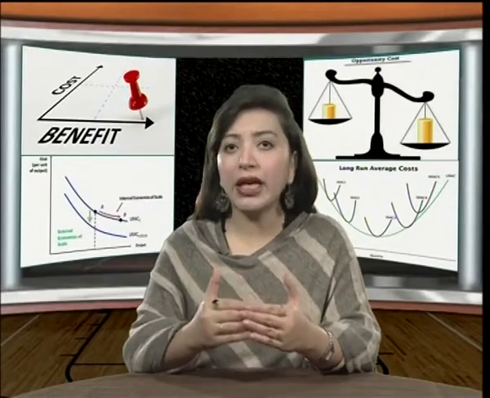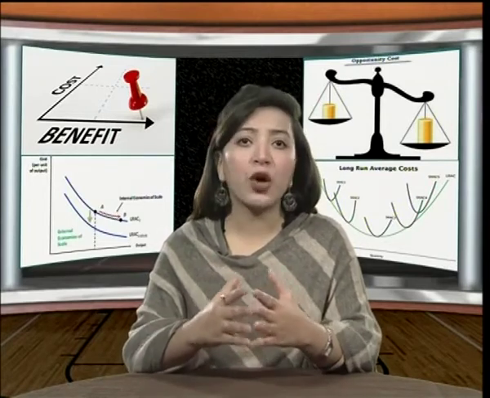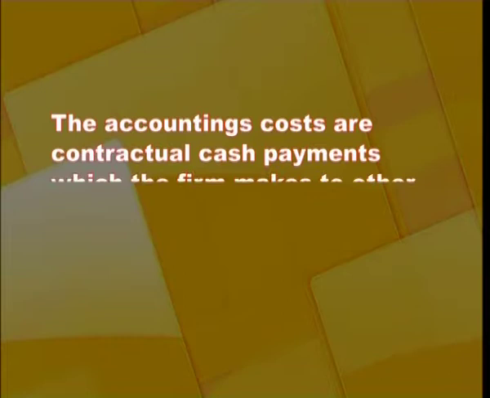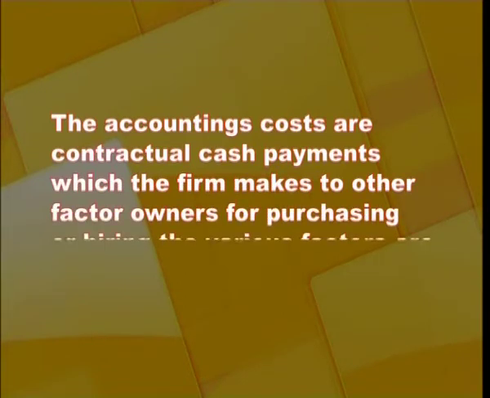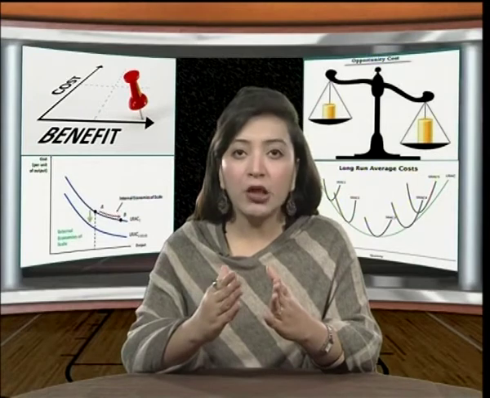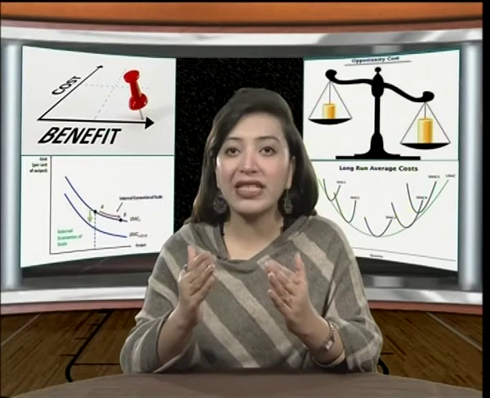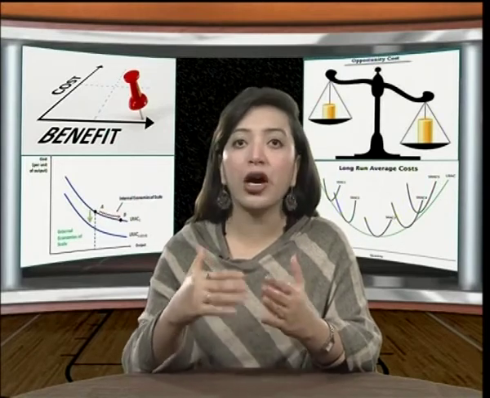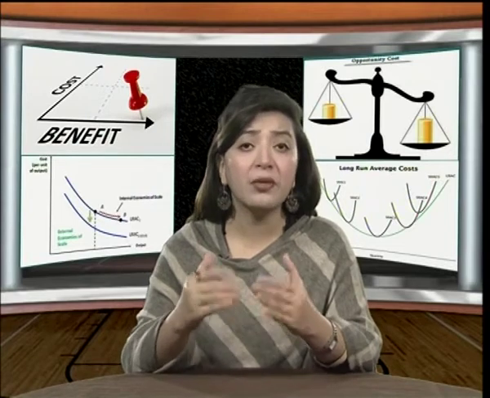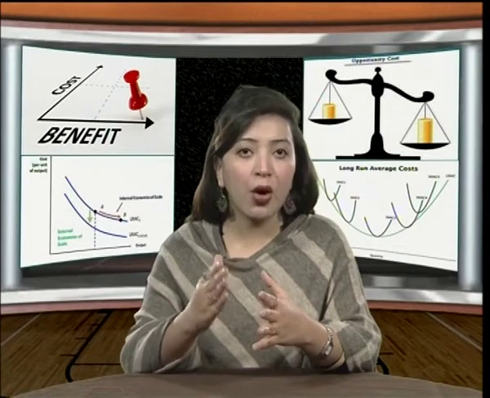An accountant will take into account only the payments and charges made by the entrepreneur to the suppliers of different productive factors. The accounting costs are contractual cash payments which the firm makes to other factor owners for purchasing or hiring the various factors, also known as explicit cost. The normal return on money capital invested by the entrepreneur, and the wages or salary for his services, and the money reward for other factors which the entrepreneur himself owns and employs in his own firm are known as implicit cost or imputed cost.